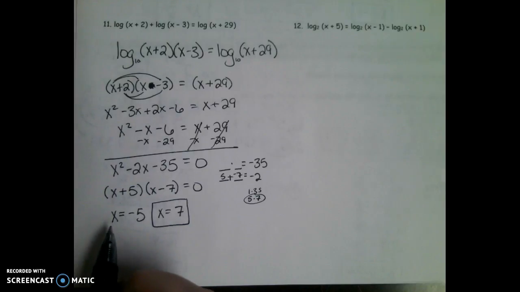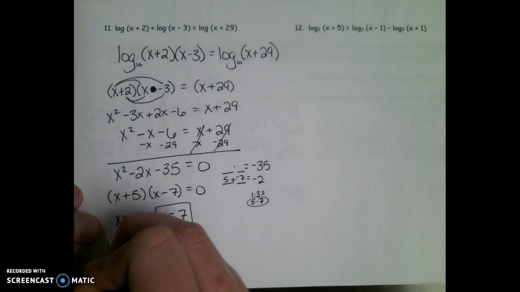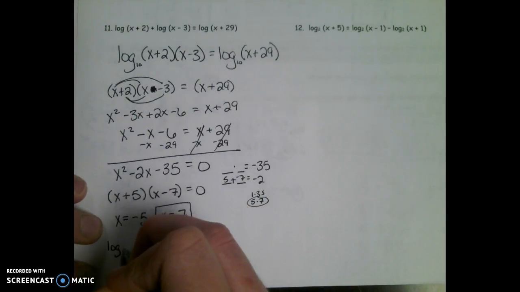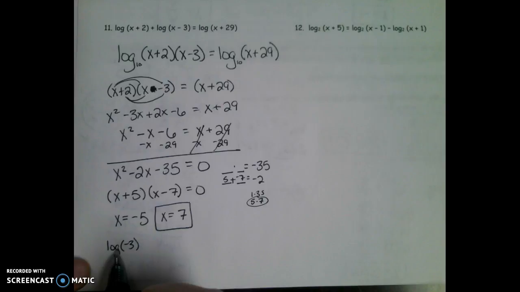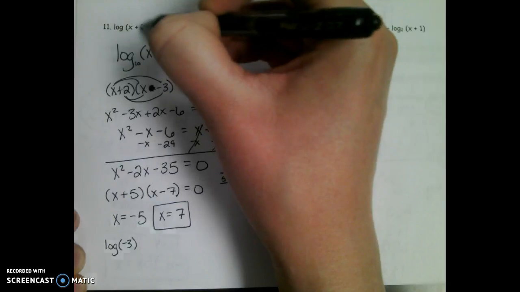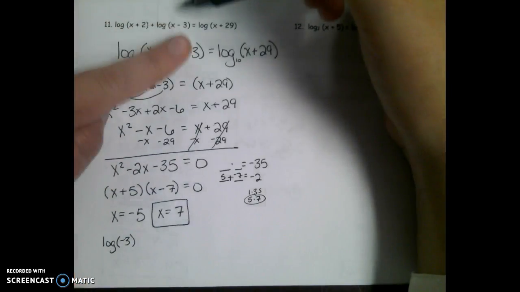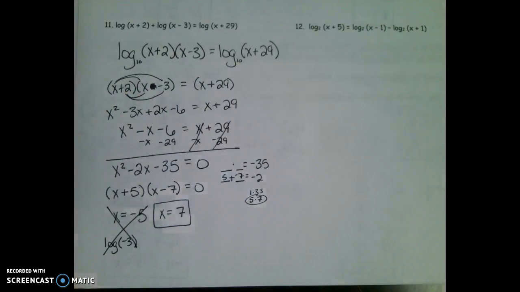Now let's try negative 5. What is negative 5 plus 2? Negative 5 plus 2 is negative 3. And grab your calculator right now and try to do the log button of negative 3. If you push your log button and type in negative 3 and hit enter, your calculator is going to tell you error. You can't do the log of negative numbers. So because negative 5 will create a negative inside this log, it will also create a negative inside this log. It's not going to work.